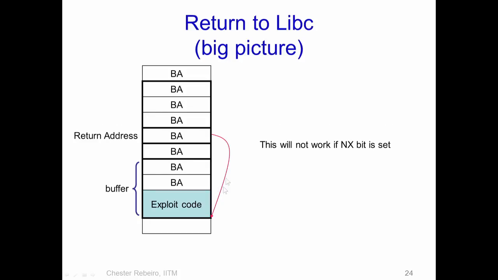Essentially, when we tried to overflow the buffer in the stack, we had the exploit code present on the stack, and we had replaced the valid return address with the address of the buffer. Now, this did not work for us in modern day systems because the stack was set to non-executable. So, let us look at how return to Libc works in spite of having the non-executable stack, that is, in spite of having the NX bit set.